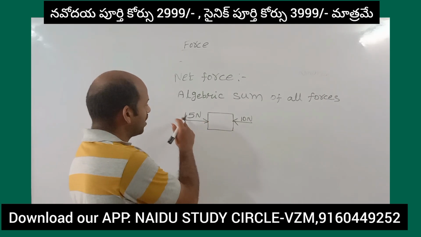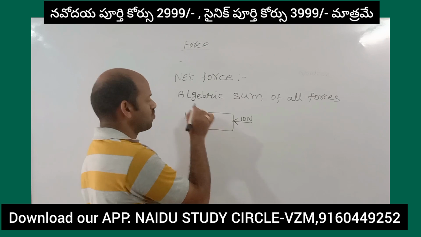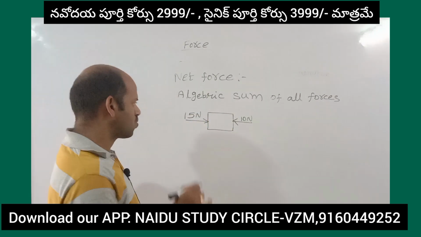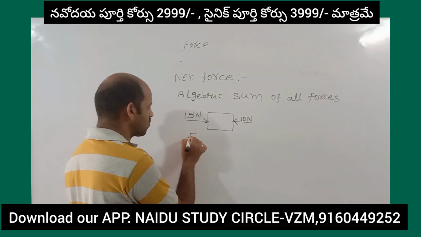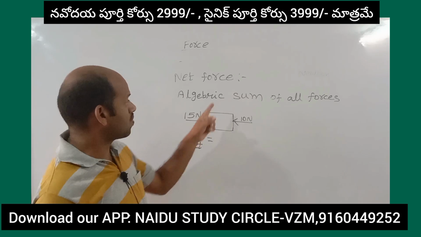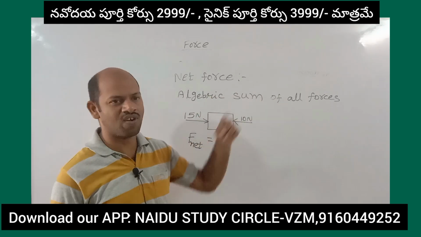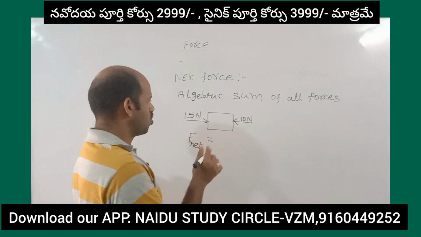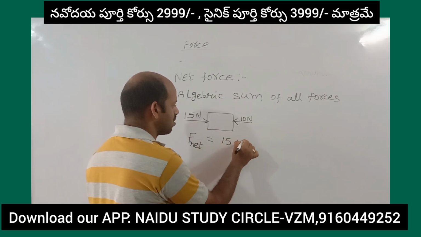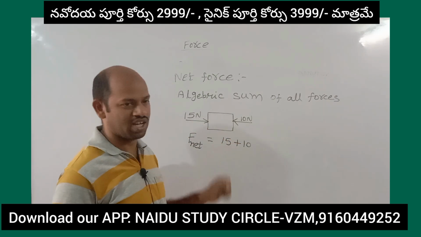So the first one he will give like this. On the right side, how much force is acting? 15 newtons. Left side, 10 newtons. So how can we calculate the net force? Net force is equal to, as we just learned, the algebraic sum of all forces. Generally, many will think that sum means 15 plus 10 and will write that. But it is not correct.